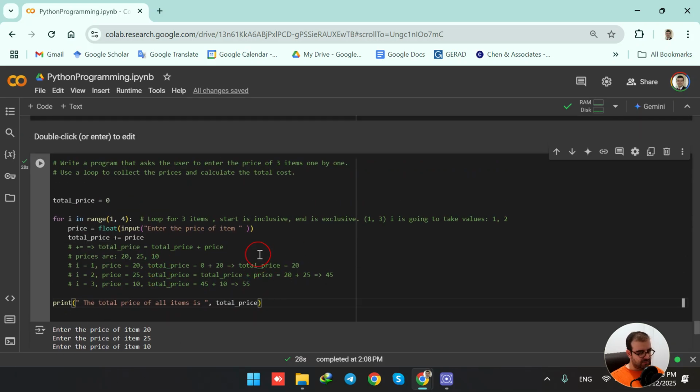So in this example we learned how a for loop can help us work as a calculator. For example, in shops, when you give several items to the cashier, the cashier's system uses the same mechanism and logic to calculate the total price for you.